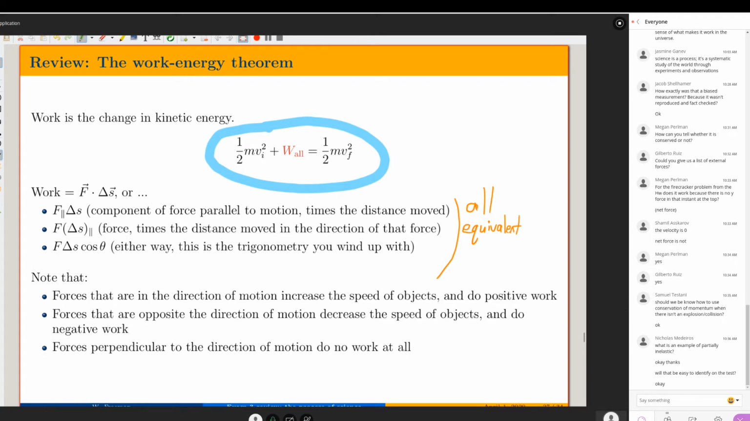Negative work, you're pushing on something against its motion and it slows down. So remember that the cosine of angles greater than 90 degrees is negative. A big point to remember is that forces perpendicular to motion don't do any work. This is like the string in a swinging pendulum or the normal force on a roller coaster car sliding down a track. It's always perpendicular to the direction that you're moving in, so it doesn't do any work at all.